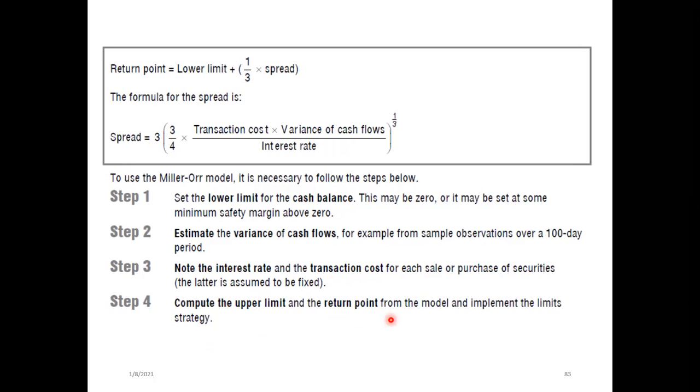It's like inventory management, where we have the maximum stock level, minimum stock level, average EOQ level, and reorder point. So that sort of stuff, but the computation is a little bit different.